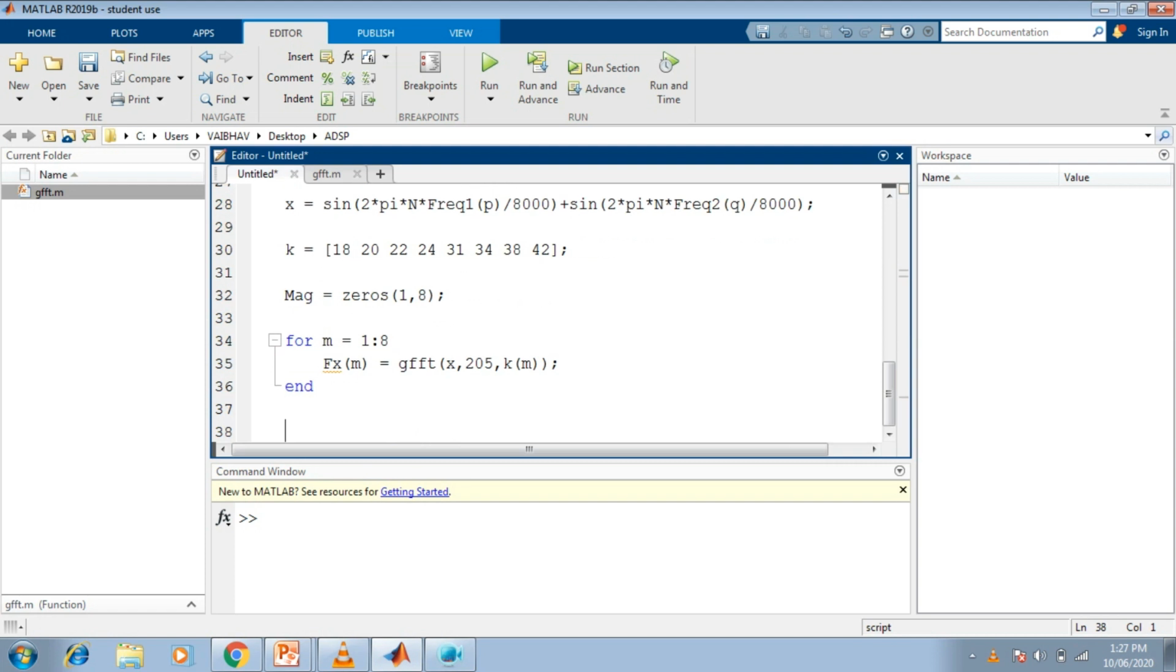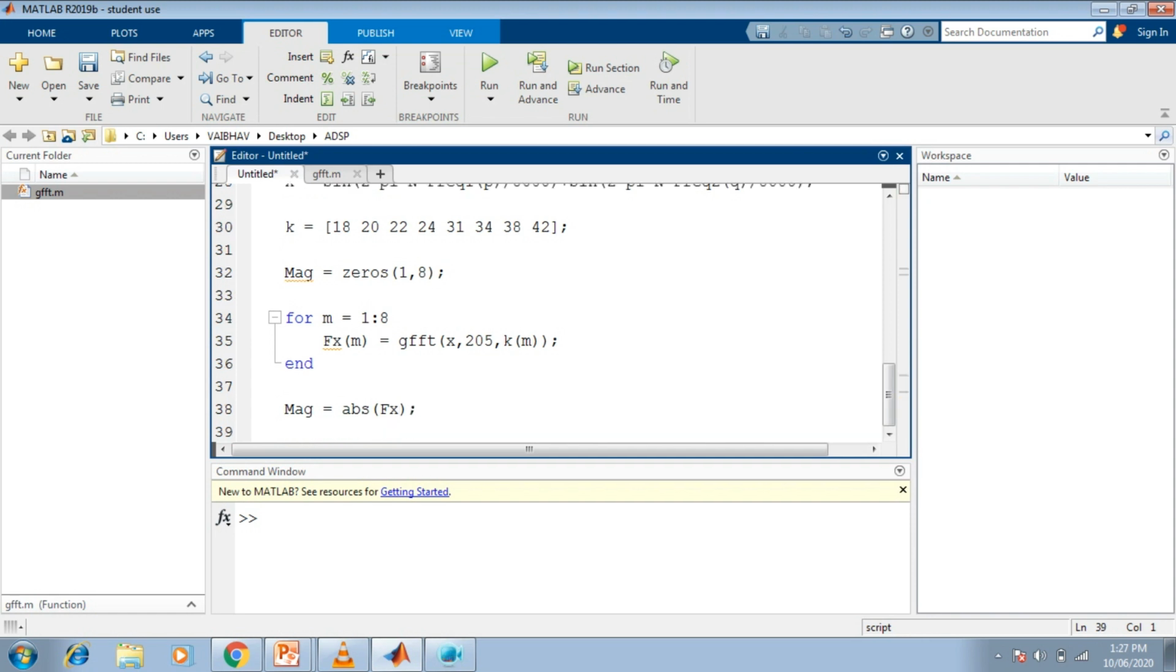Next, after this for loop, we have the definition of the variable mag for the magnitude, which is now the absolute of capital F small x that we have computed in the earlier step here. Now plotting of the same can be made with the help of the stem function, as it is in the discrete time domain, and to the stem function we provide the input arguments k comma variable mag here.